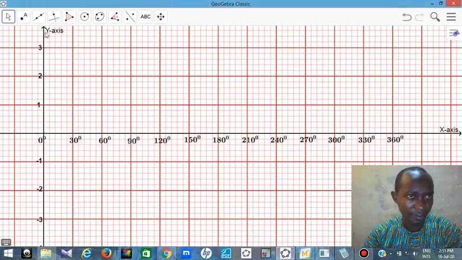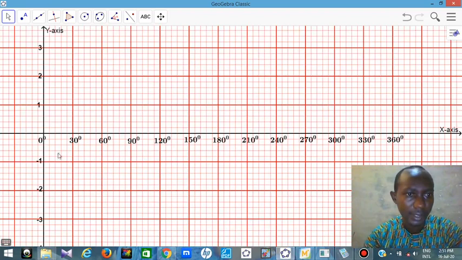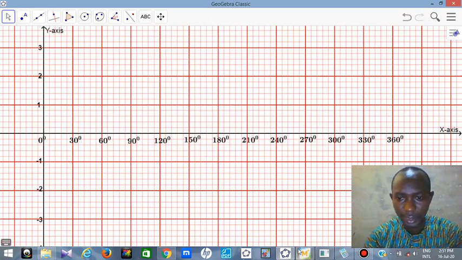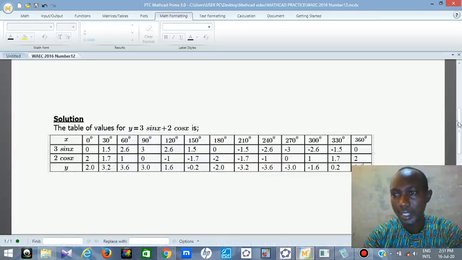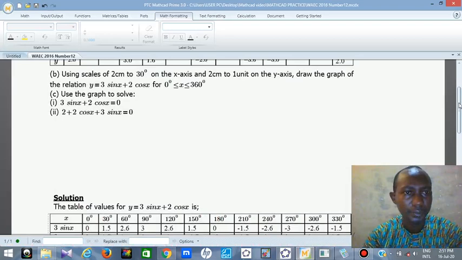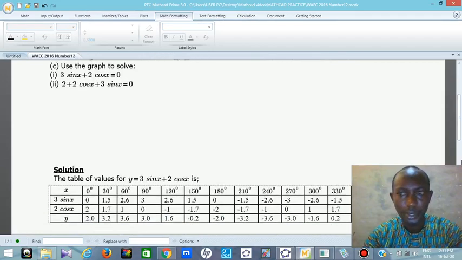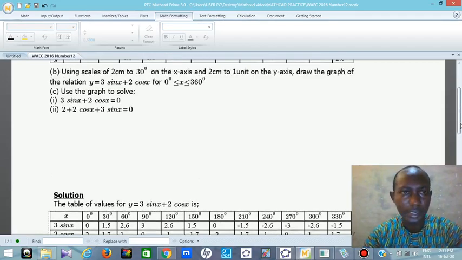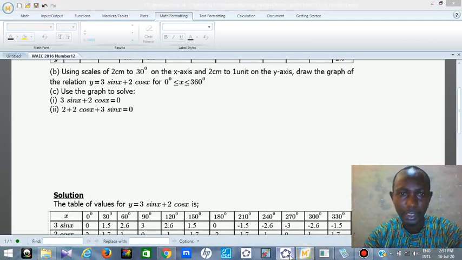You can see my y-axis here. You can see my x-axis. And this is a 2 cm box. So everything is set already, and we set 2 cm to represent 30 degrees. Let's go to the question. It says 2 cm to represent 30 degrees. You can see, for every 2 cm box, you put your 30 degrees. So that is what I've done in this place.